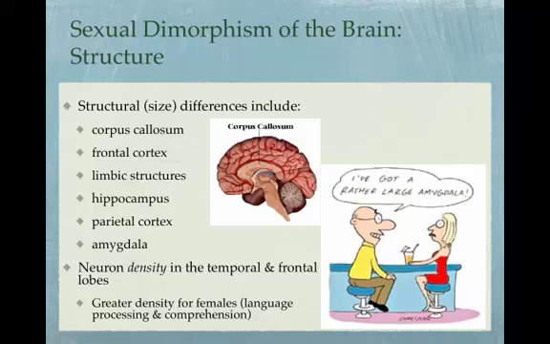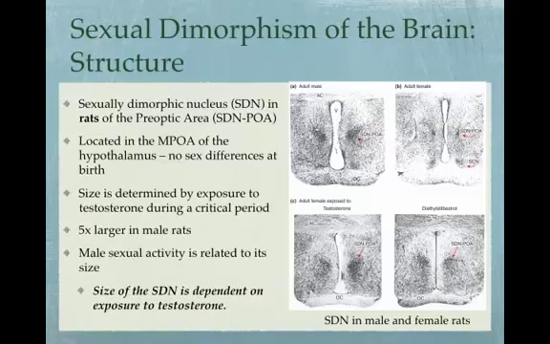So differences in structure have also been found for animals such as rats, particularly in an area called the SDN, which is the sexually dimorphic nucleus, located in the medial preoptic area of the hypothalamus. When rats are born, this structure shows no difference in size between males and females. But size apparently is determined by exposure to testosterone during a critical period of sexual development. So it turns out to be 5 times larger in male rats.